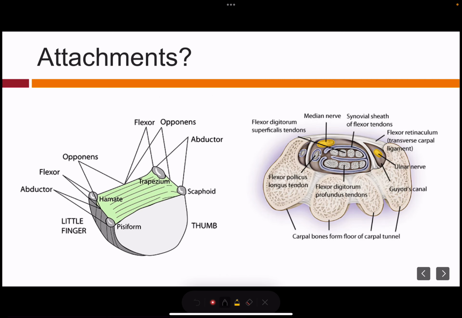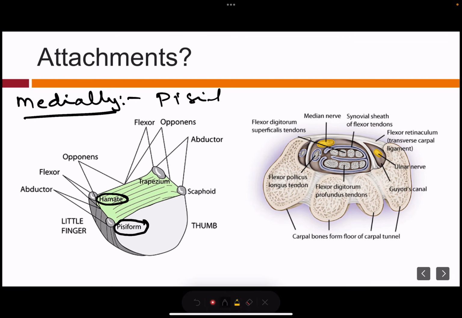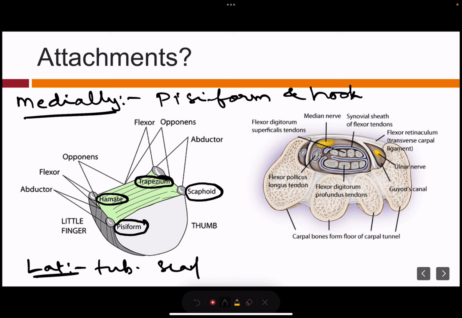We'll talk about the attachments of the flexor retinaculum. So the flexor retinaculum has a medial attachment. So medially, it is attached to these bones. What are they? The pisiform bone and the hook of the hamate bone. All right. And laterally, what is the lateral attachment? Laterally, it is attached to the tubercle of the scaphoid bone and the crest of the trapezium. Those are the attachments.